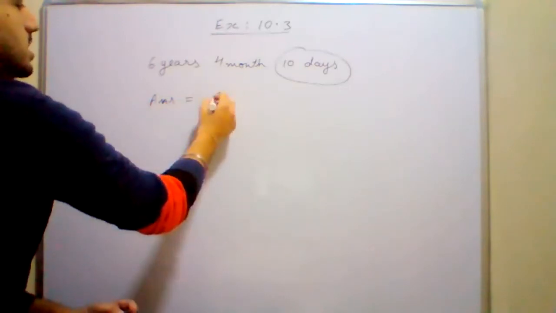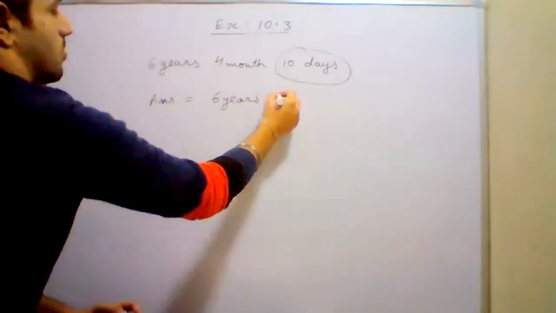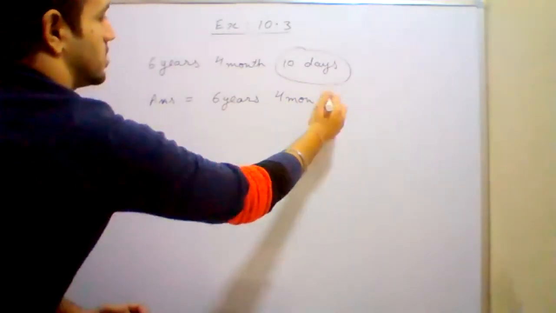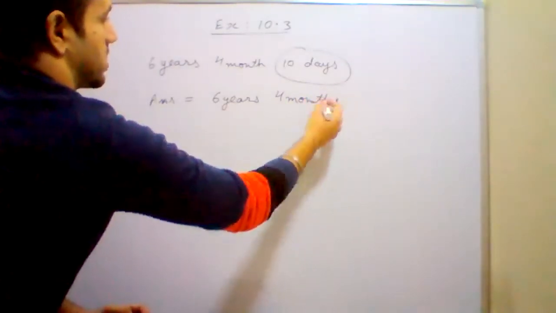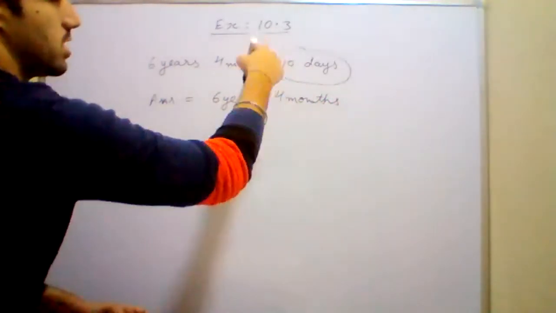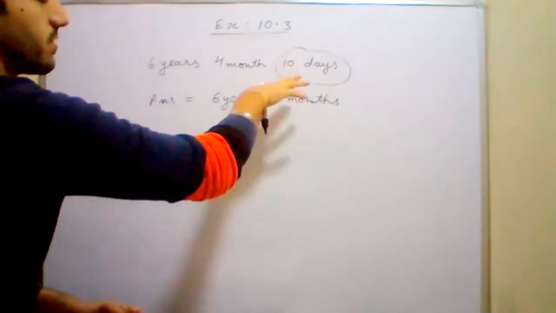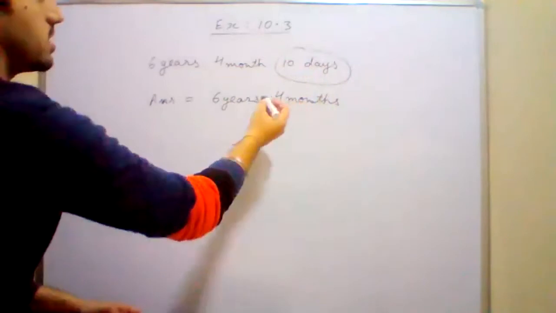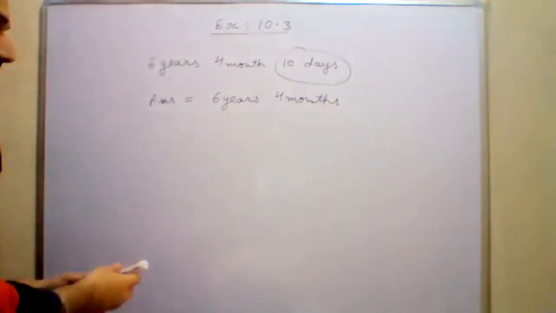Answer will be 6 years, 4 months. You have to round it off to the nearest month. So 6 years 4 months, because 10 is smaller than 15. Half of 30 is 15 and 10 days is less than 15. If it were more than 15 days, we would have said 6 years 5 months.